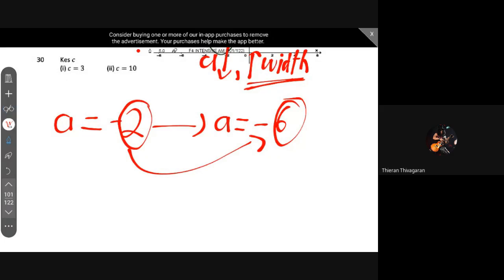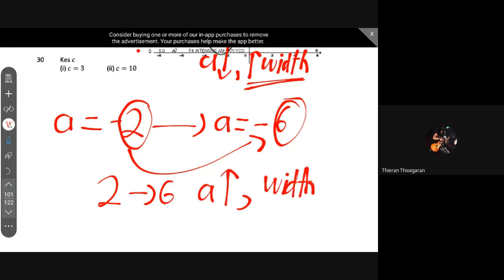Nampak magnitude sahaja. Okay, so 2 kepada 6 maksudnya A bertambah. Means that your width actually going down. Menurun. Okay, no need to see the negative guys for this. Tak perlu nampak nilai negatif. Okay, can you understand? Yeah, buat tak nampak je lah, betul.